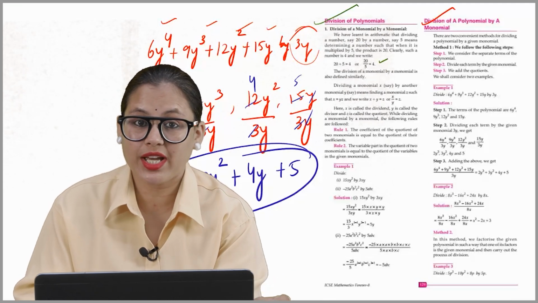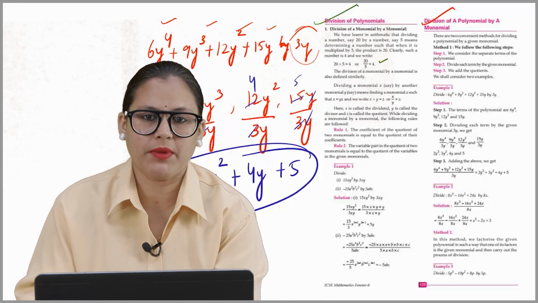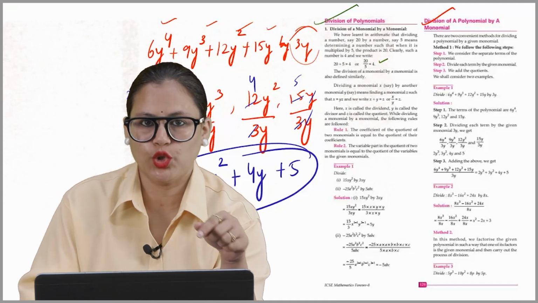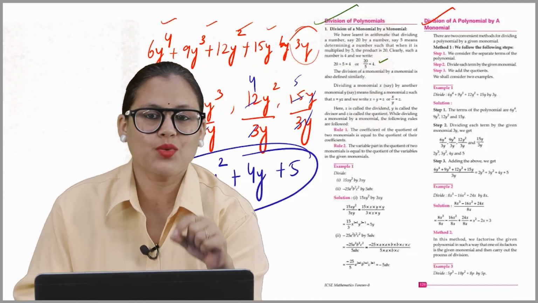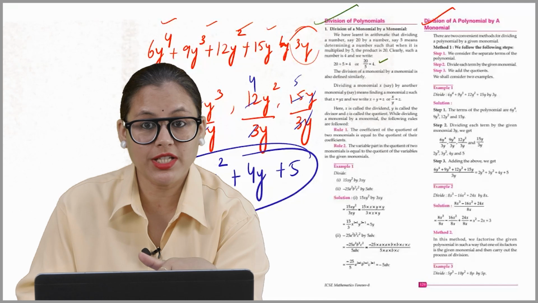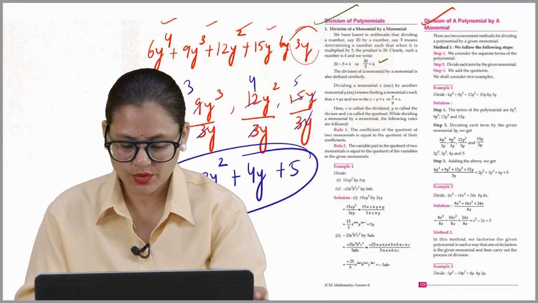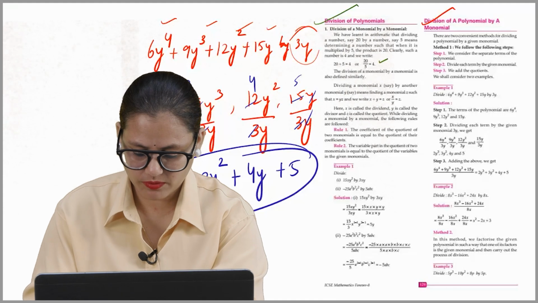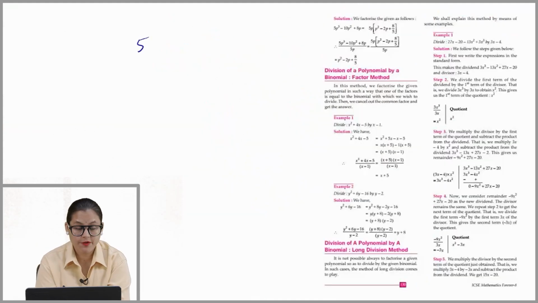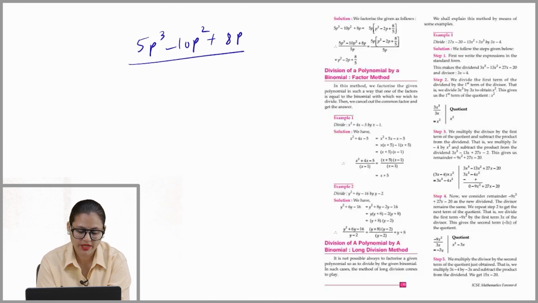Okay, now let's check out method number 2. In this method, we factorize the given polynomial in such a way that one of its factors is the given monomial and then carry out the process of division. For example, we have to divide this. So the question is 5p cube minus 10p square plus 8p. We have to divide this by 5p.